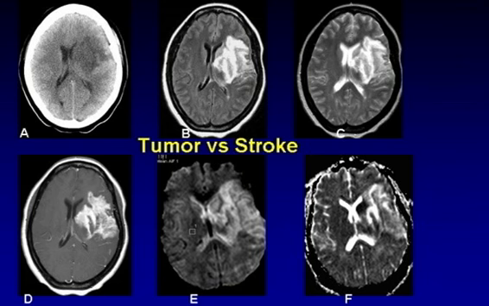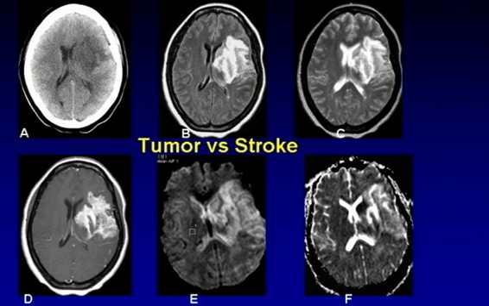Just to check that everyone's still awake, put your hand up if you think this is a stroke. Put your hand up if you think this is a tumor. All right, so there are some people who are still asleep, so we're going to do this again. Everyone has to put their hand up once. Who thinks this is a stroke? Who thinks this is a tumor?